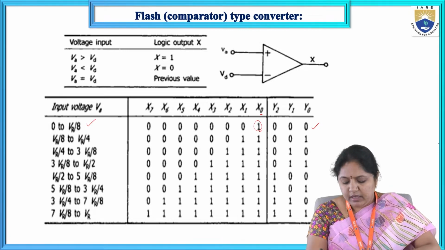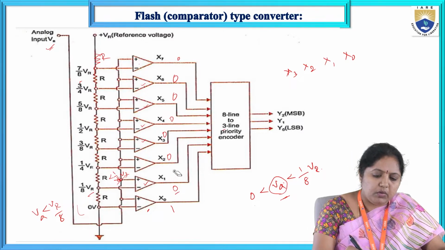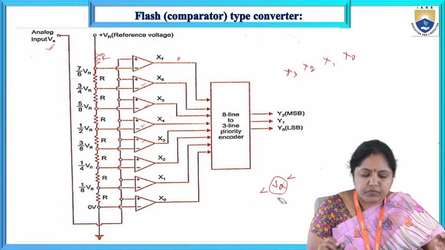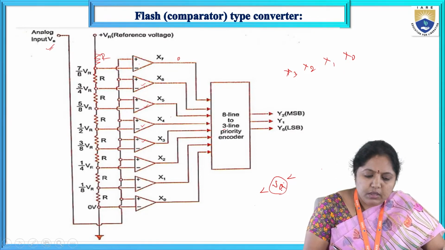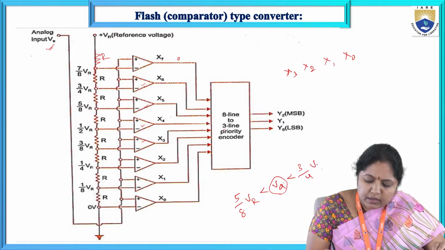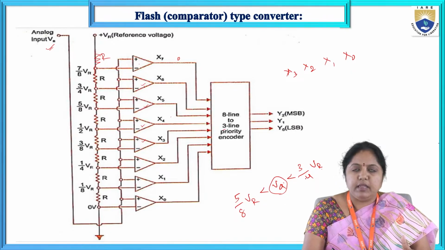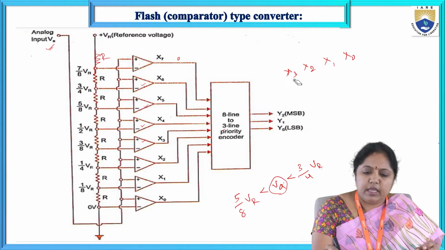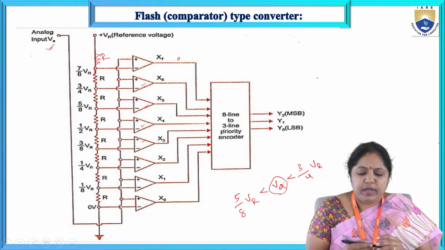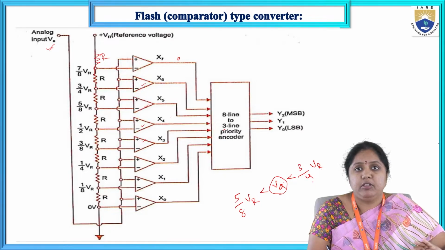So similarly, let us see another example. Consider that the analog input voltage value is in between 5 by 8 into VR and 3 by 4 into VR. I am taking the range with respect to the reference voltages. So the analog input voltage value is greater than 5 by 8 into VR and less than 3 by 4 into VR. That is the specific one.